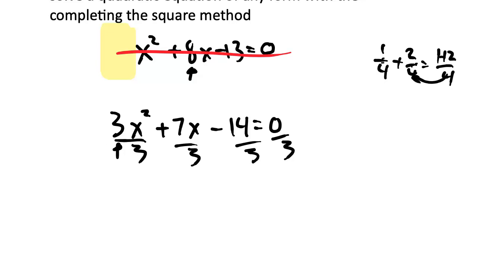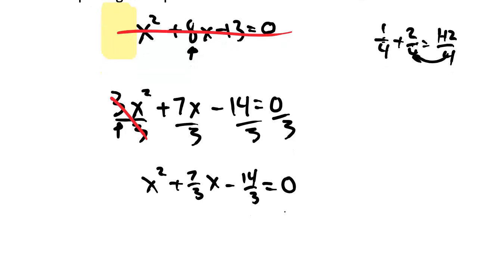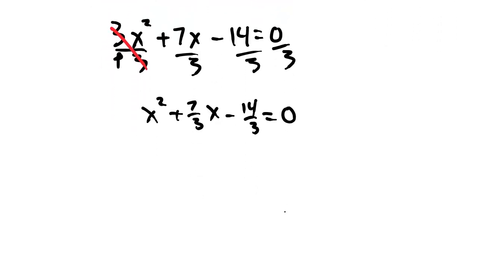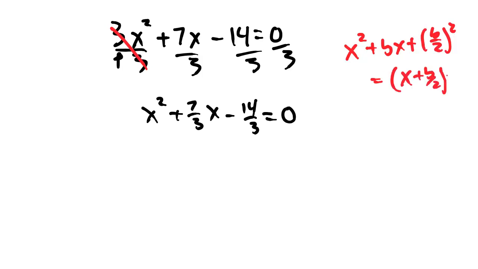Okay, so when I do it to this term, it cancels. Yay! Here, 7/3 doesn't reduce. Okay, so I got x squared plus 7/3 x minus 14/3 equals 0. Okay, listen, we're starting off hard. Now, remember the general form for a completing the square problem is basically use the general form for a perfect square polynomial, which is basically x squared plus bx plus b over 2 squared. You know that's going to become x plus b over 2 squared.